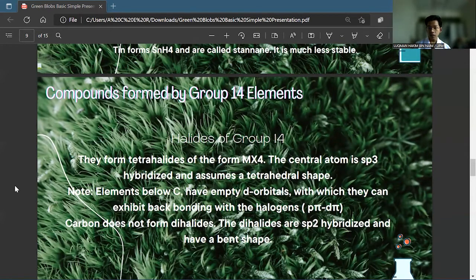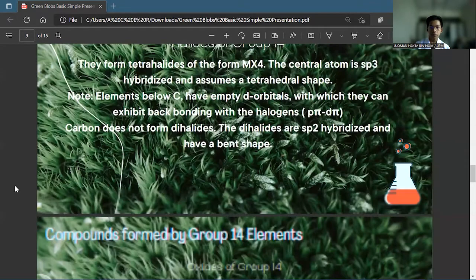So for the next one, the halides of group 14. They form tetrahalides of the form MX4. The central atom is sp3 hybridized and assumes a tetrahedral shape. Note that elements below C have empty d orbitals, with which they can exhibit back bonding with the halogens. Carbon does not form dihalides. The dihalides are sp2 hybridized and have a bent shape.